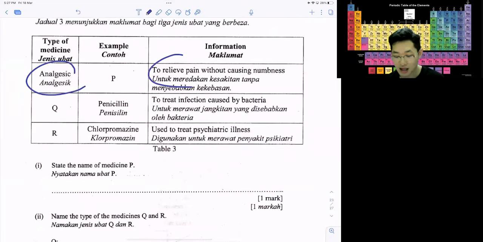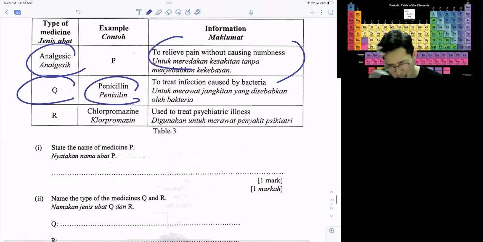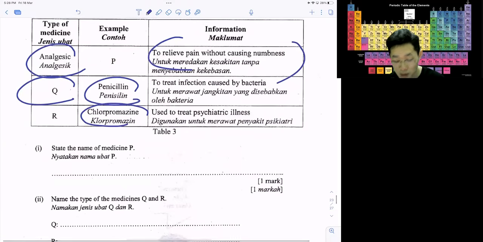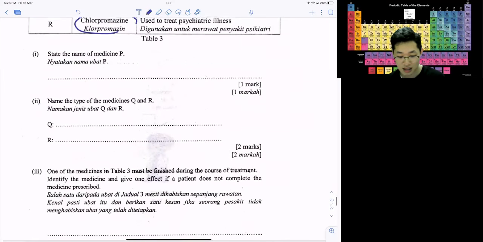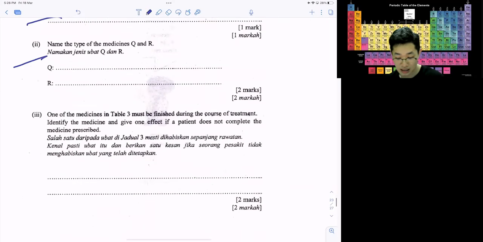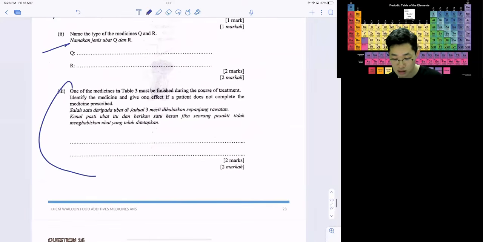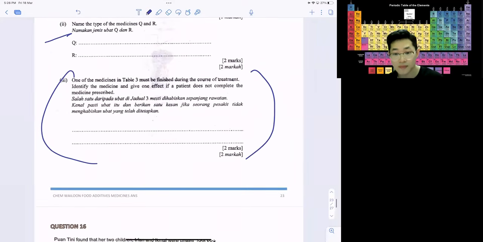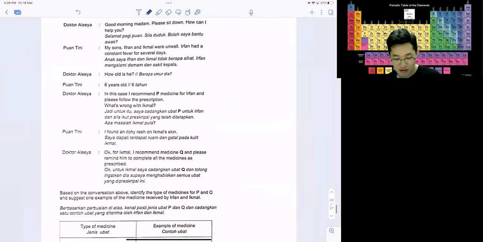Analgesic, relieve pain, paracetamol. Penicillin, antimicrobials. Chlorpromazine, psychotic drugs. Okay, done. Wait, I think how come this one looks very similar? Antidepressant also can. Oh, the question looks the same only.